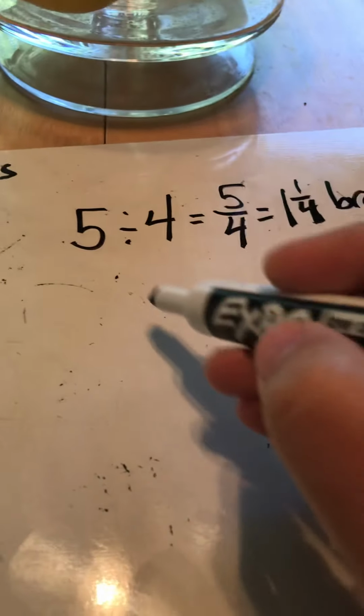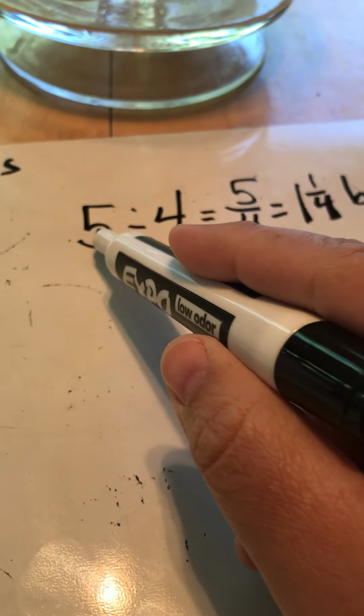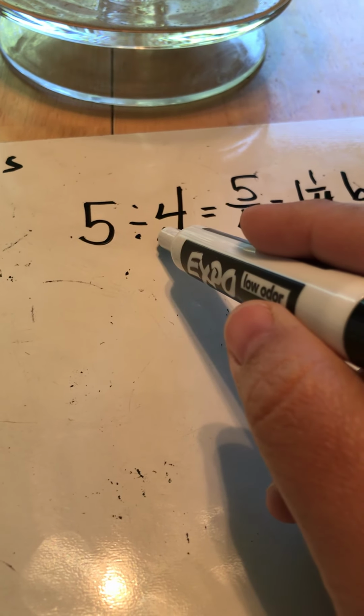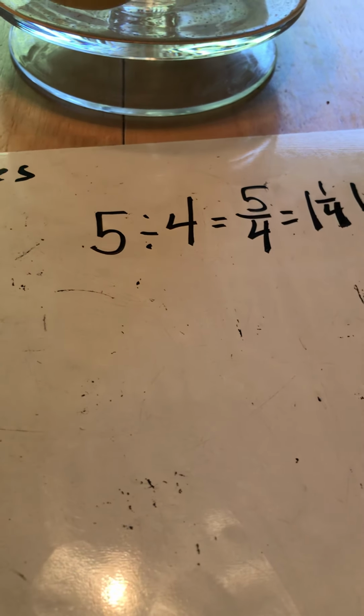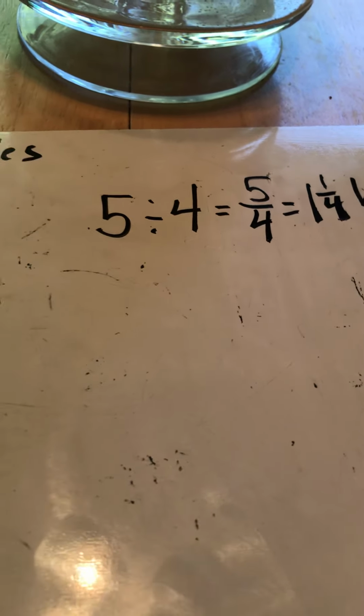Now, 5 brownies divided by 4 people. So keep that in mind. That gave us this, right? Okay. So let's go ahead and do number 2.